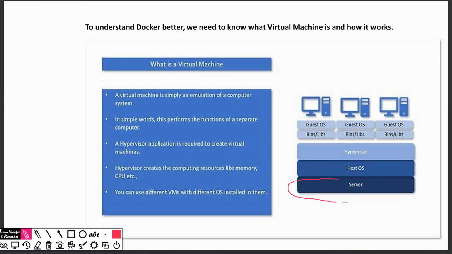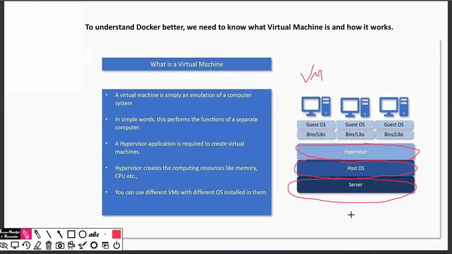Here initially we have the bare metal server. On top of the bare metal server, we host our operating system. That may be Windows OS or Linux OS. On top of the operating system, we install the hypervisor. A hypervisor is generally used to virtualize, means you virtualize the hardware. Generally, on top of the hypervisor, you create the virtual machines, VMs.